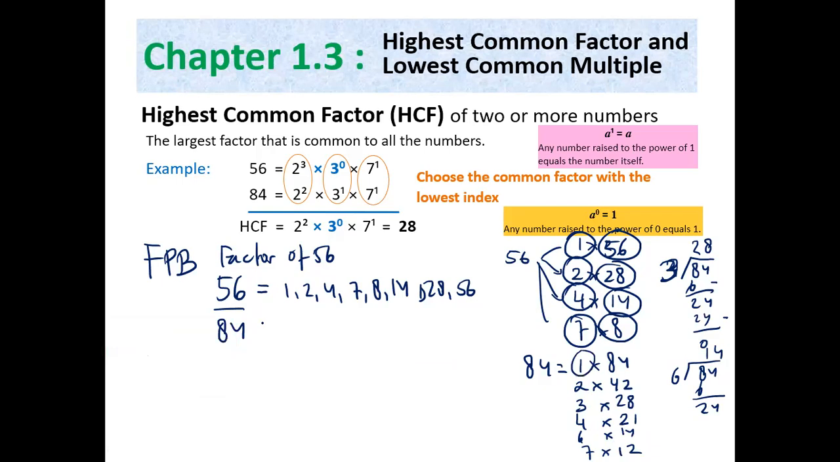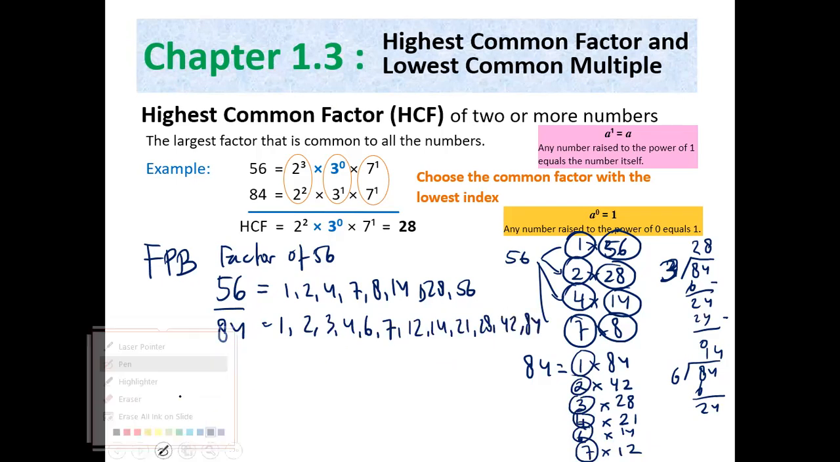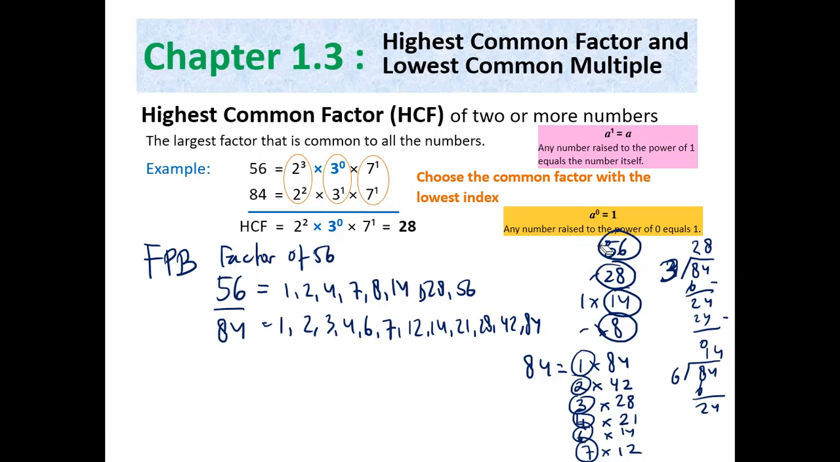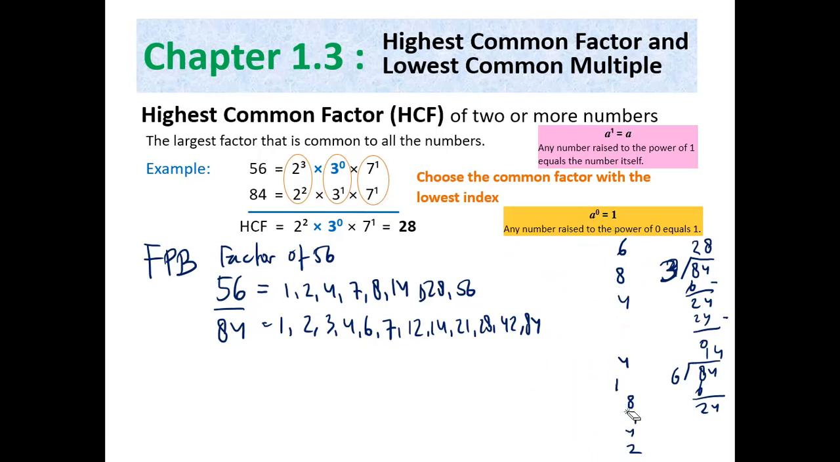1, 2, 3, 4, 6, 7, and then 12, 14, 21, 28, 42, and 84. Okay, this is so messed up. I will erase the right side, but now you know how to find the factors manually. So this is the manual part. I'm going to erase this. See, it's getting clearer now.